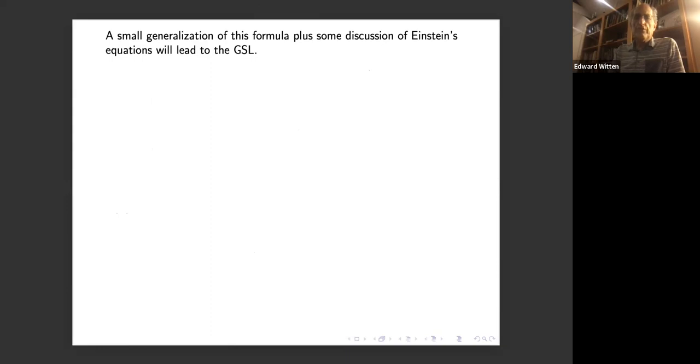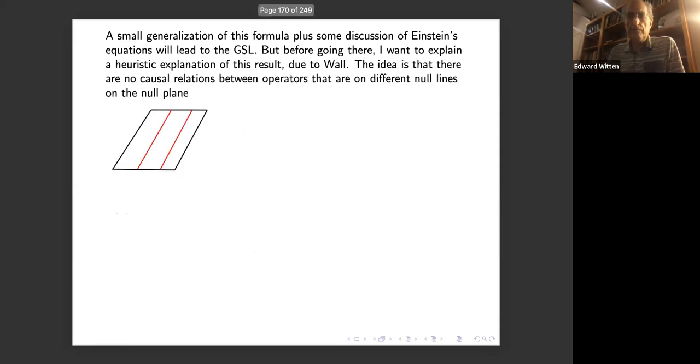So a small generalization of this formula, plus some discussion of Einstein's equations, will lead to the generalized second law. But before going there, I want to explain a heuristic explanation that's due to Wall.